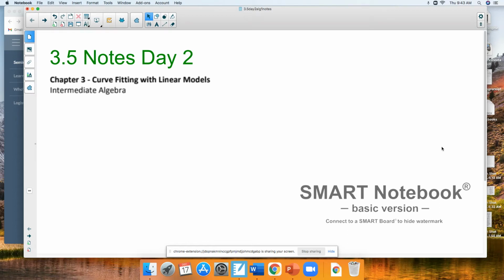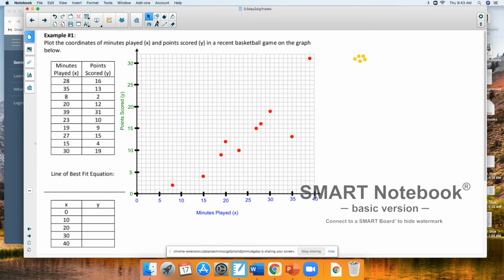All right, so here we are with the 3-5 notes, day 2. We did some part of it the other day where we talked about curve fitting and correlation coefficients and things like that. So this is your day 2 notes, where we ended the other day by graphing each of the coordinates that we were given. It was about a basketball game and the number of minutes played and the number of points that had been scored.